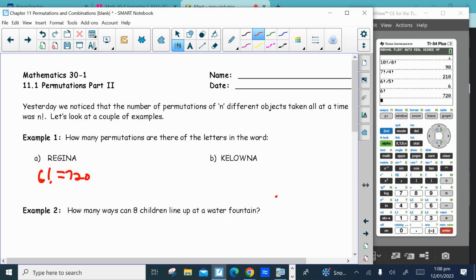So you definitely could put down 6 spaces if you wanted. Maybe 6 choices for the first letter, then 5, then 4, then 3, and so on. But now we know what factorial means. We can just go straight to that.